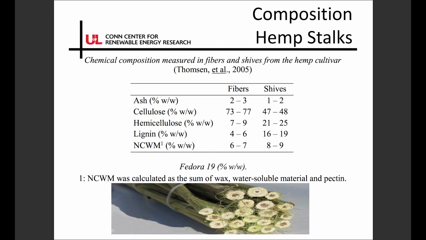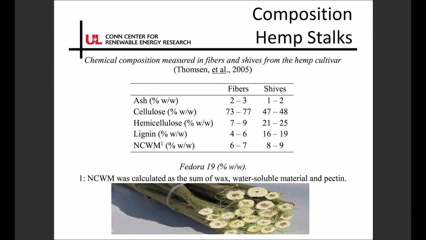If we look at the composition of hemp stalks, essentially you have hemp fibers and hemp stripes, which is hard. The ash content in the stripes is kind of low. On the outside, on the fiber, there is more ash content. But look at the cellulose value, they are mostly cellulosic fibers, and the hemicellulose value is low, and lignin is low.